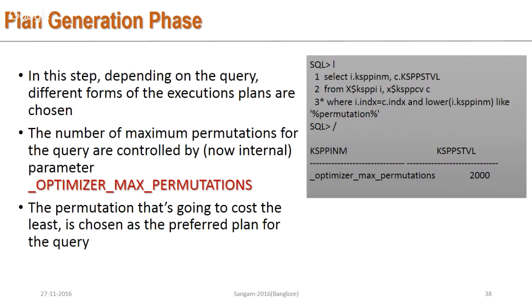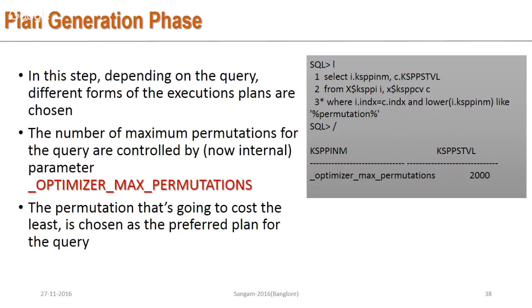Now this number is not required to be changed by you, because it is already a big enough number. It's 2,000, which means there's a fairly large number of permutations that Oracle can compute. But this does not mean the number is going to be 2,000 all the time, because it depends upon the form of a query. For example, if you write select star from EMP without anything else, the query is just select star from EMP, so there is no other permutation possible for the query.